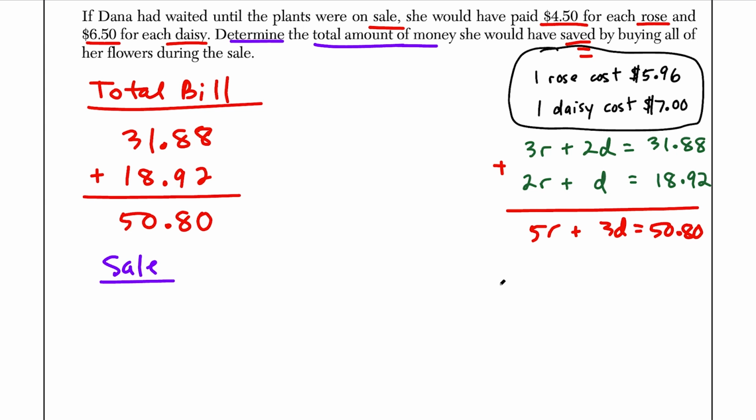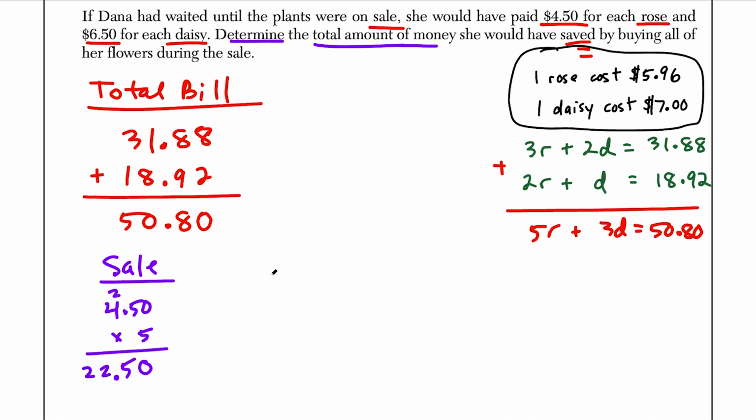If she had bought all of these flowers during the sale, that would be 5 roses for $4.50 each. So if we do $4.50 times 5, this is going to tell us how much it would cost to buy the roses. So this one we could just work out. 5 times 0 is 0. 5 times 5 is 25, and we carry the 2. And then we get 20 plus 2 is 22. So it would be $22.50 for the roses during the sale.